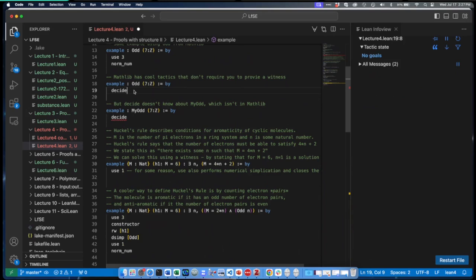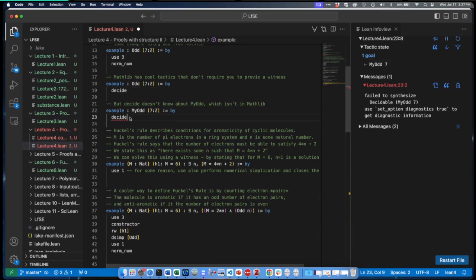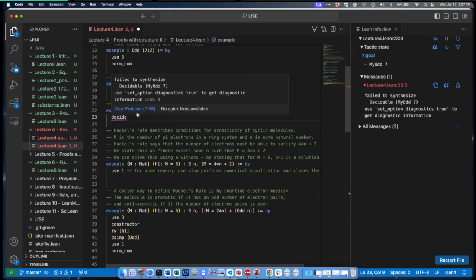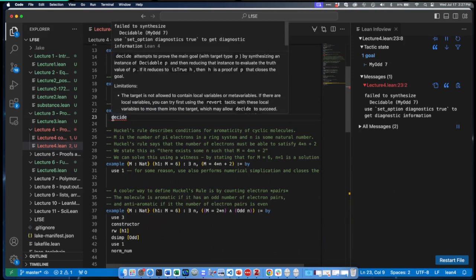If that's not completely true, someone who really knows how this tactic works, maybe correct me. But as far as I understand, it's doing a search for a witness. That's why it fails here. It was unable to, well, in this case, it couldn't synthesize it because it couldn't resolve it.